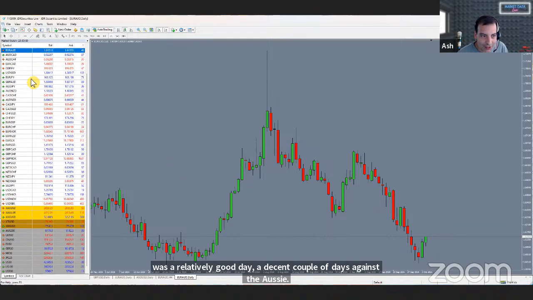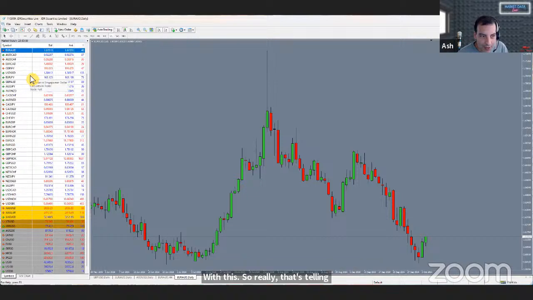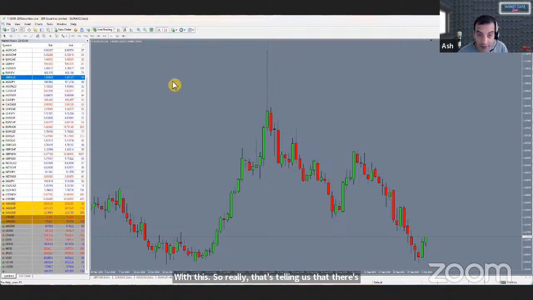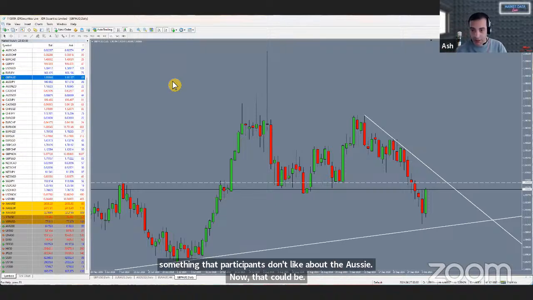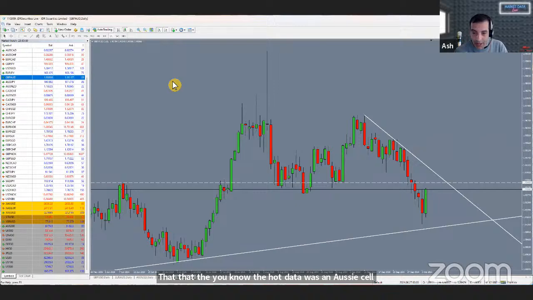So really, that's telling us that there's something that participants don't like about the Aussie. Now that could be the COT data was an Aussie sell. And as I say, they may well be satisfied, but they may not. So we've got to be careful with this. This is a potential sell area.